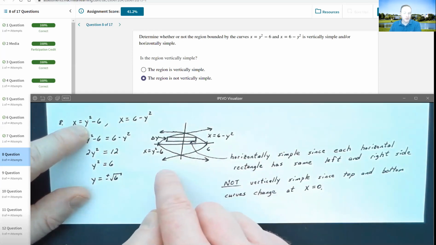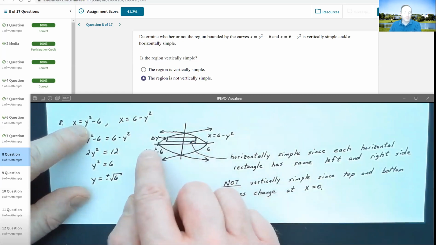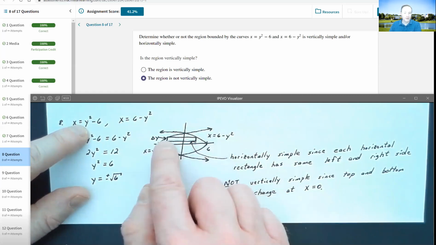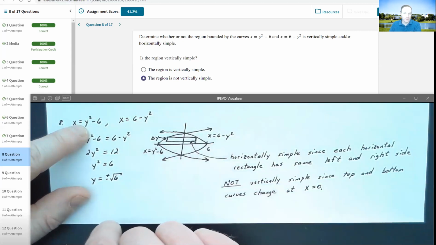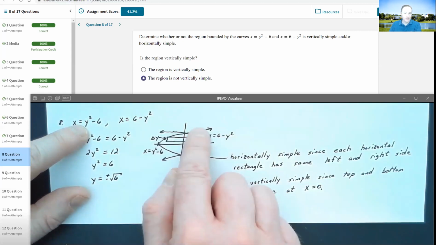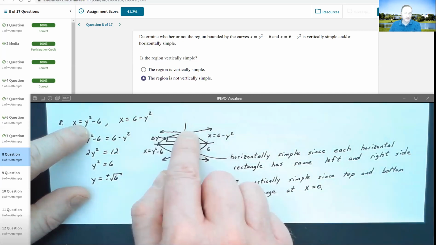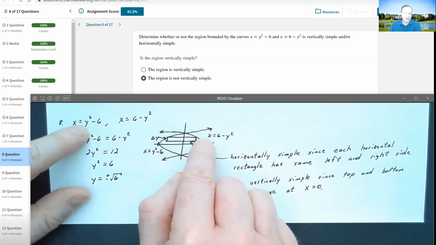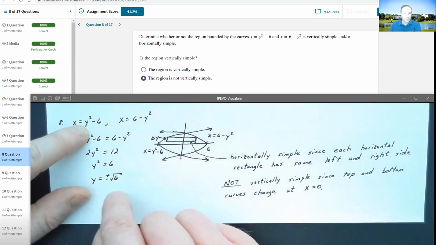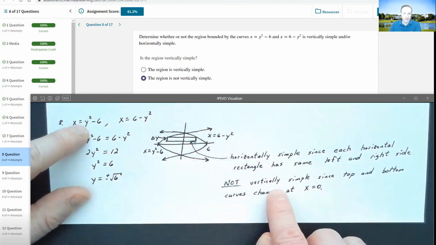Now, what I can see is that, is this region going to be vertically simple? No. Why not? Well, because from -6 to 6, there is not one consistent top function and one consistent low function. In this region, the top function is the y squared minus 6. In this region, the top function is the 6 minus y squared. So it is not vertically simple.